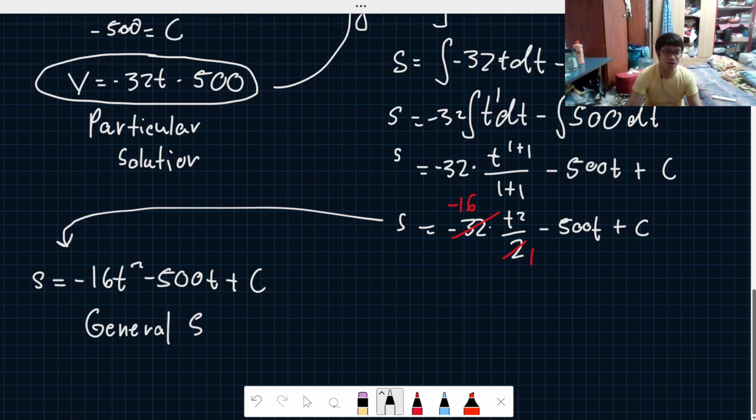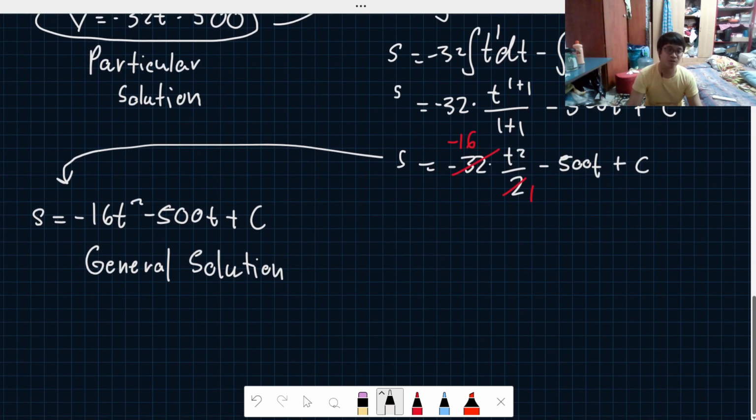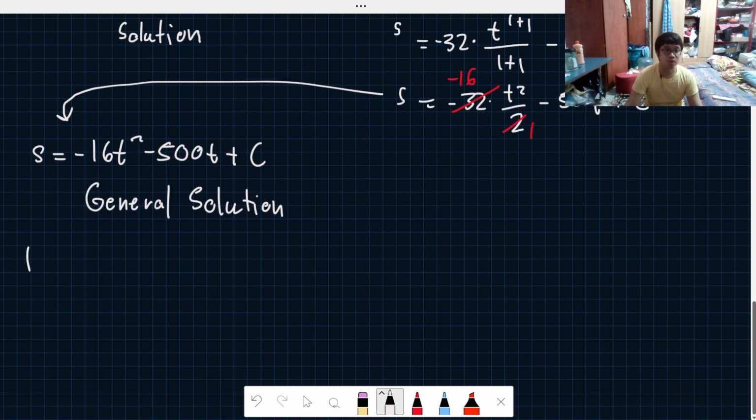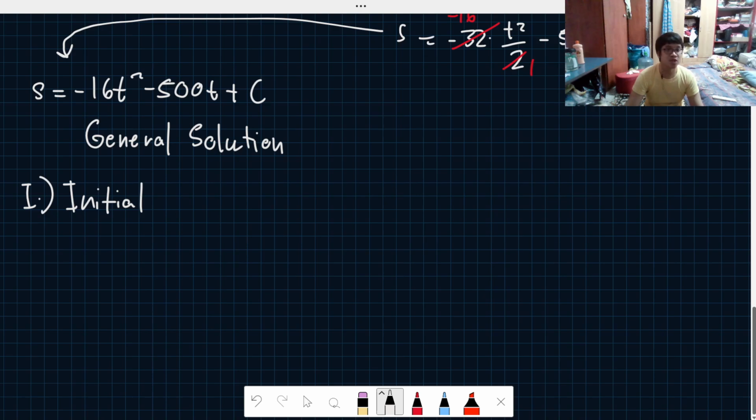So meaning, guys, we need to find your c so that it will become a particular solution. And that would be the formula we are going to use. So how to find it? You will start at the initial scenario, at the very beginning. At the very beginning, your t is 0 seconds. Now, what is your s, or the displacement, initially speaking?